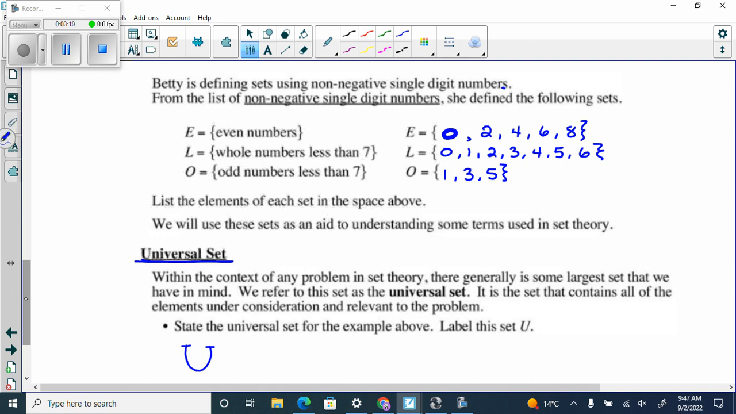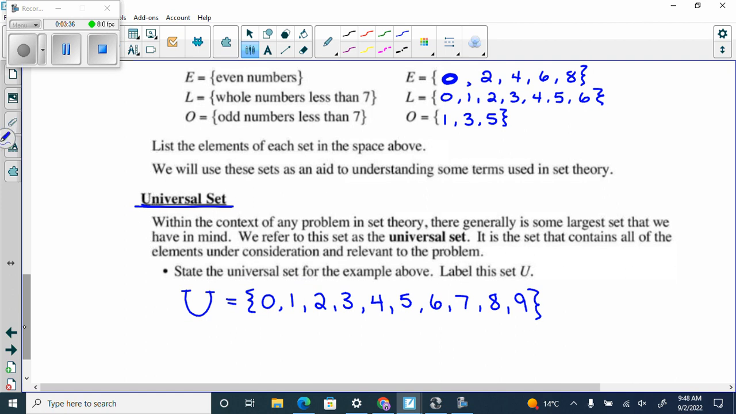We agree? So the universal set for this were the numbers 0, 1, 2, 3, 4, 5, 6, 7, 8, and 9. Those were the options we had. Because the universal set, as it says up there, is some larger set that we have in mind that we're only allowed to do, right? So I couldn't put a 10 up there because a 10 was not a single digit. I couldn't put a -1 up there because it said non-negatives, right? So the only numbers we were allowed to list in E, L, and O came from the universal set, the numbers 0 to 9, right?